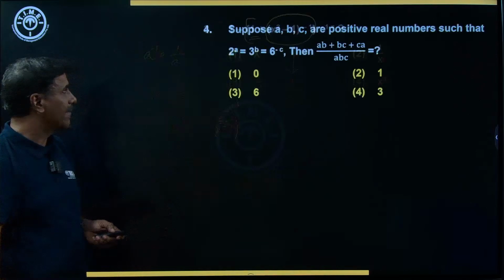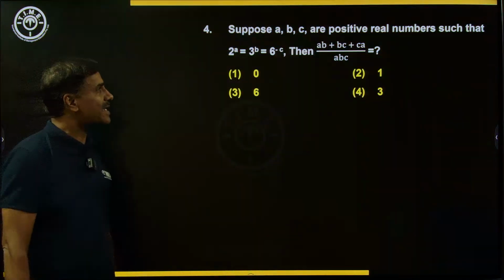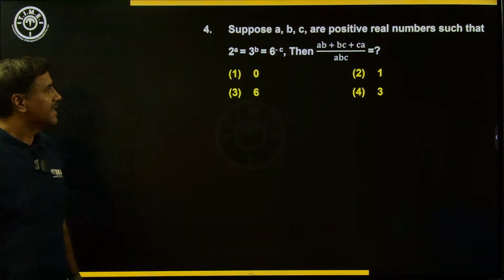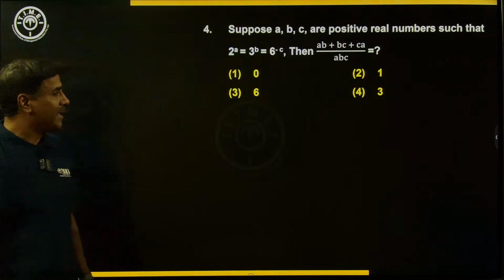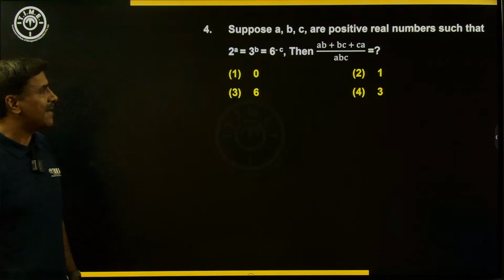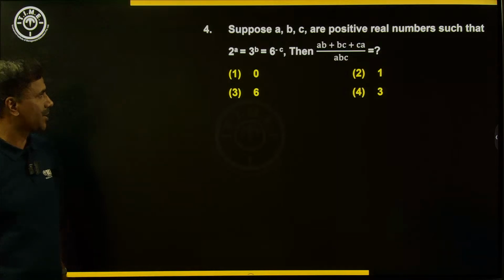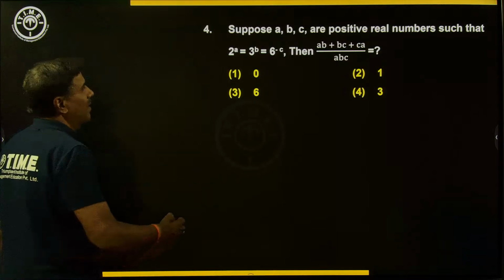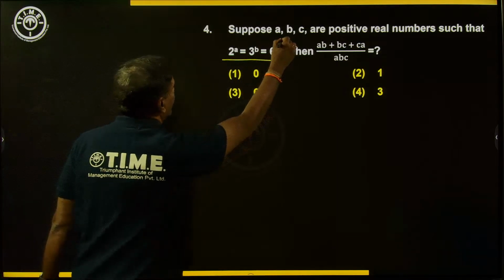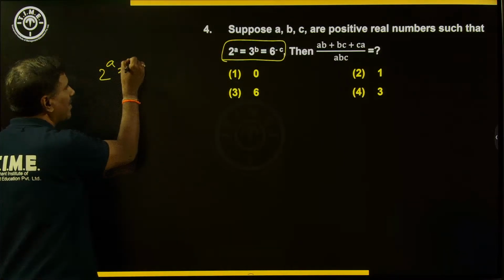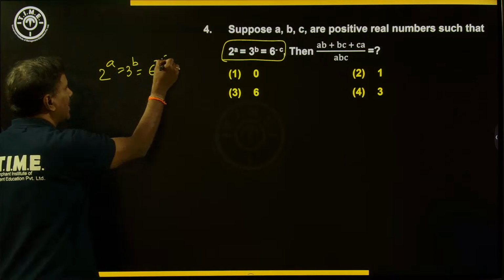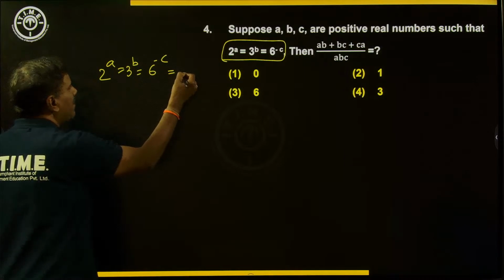Now the next question. Suppose a, b and c are positive real numbers such that 2 power a is equal to 3 power b is equal to 6 power minus c, then (ab plus bc plus ca) by abc is equal to how much is the question. If you are observing carefully, the given data says that these three are equal. So 2 power a is equal to 3 power b is equal to 6 power minus c. Let them be equal to some k.